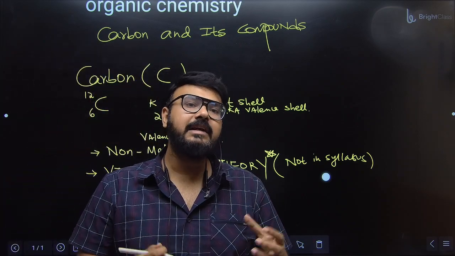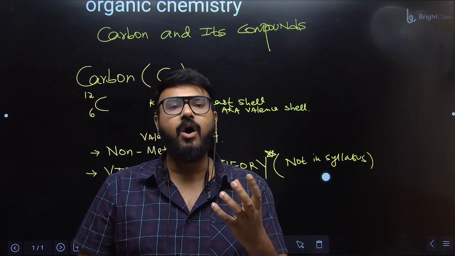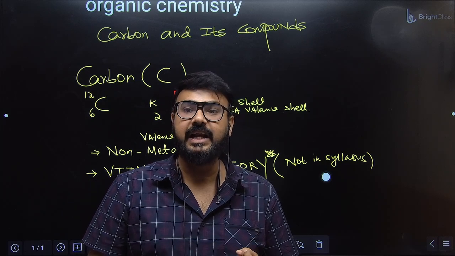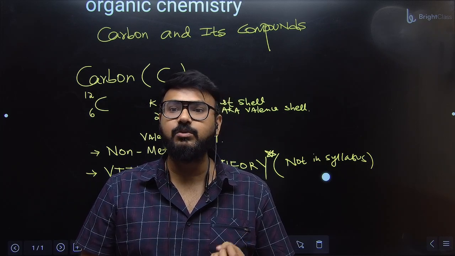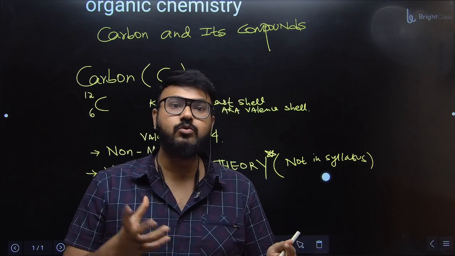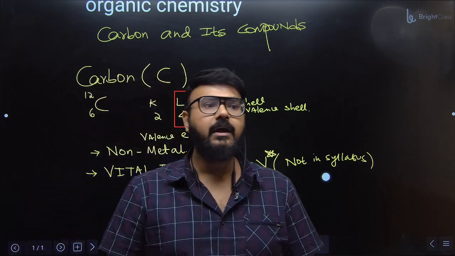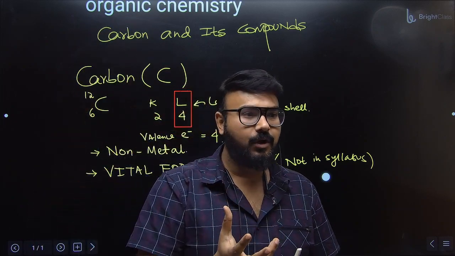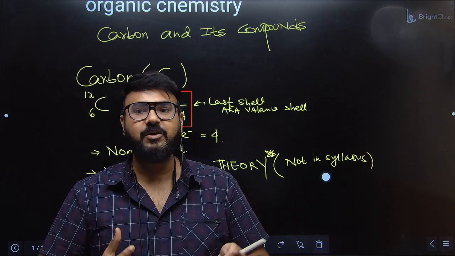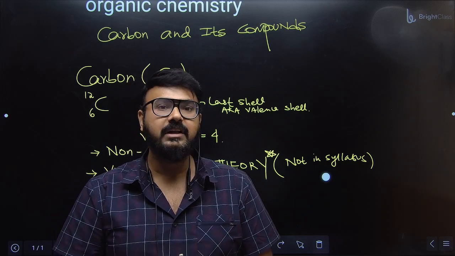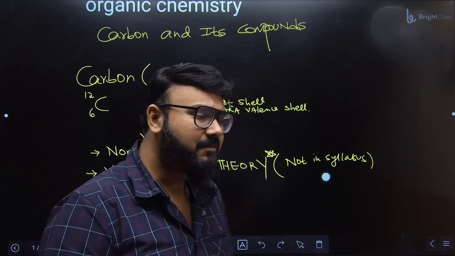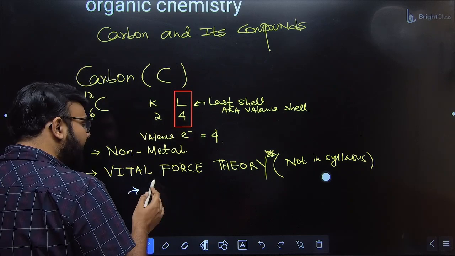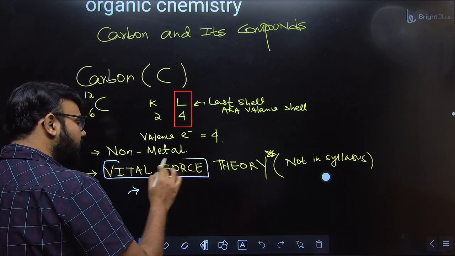Earlier, people and scientists believed that organic compounds, meaning carbon compounds, cannot be produced in a lab, cannot be produced by humans, because it requires a superpower. It requires something like a creation of God. It is not possible for humans to create organic compounds. That is vital force theory. Is it clear? Vital force means superpower, creation of God.